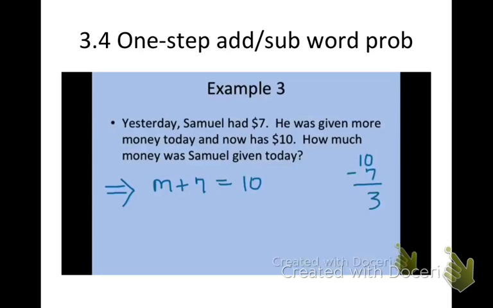So this one's kind of starting it out for us. If we're reading the problem, yesterday Samuel had 7, he got more money, now he has 10. Oh, that's easy. If I just subtract 10 minus 7, I get 3. Well, we talked a lot about fact families, that you have to really work hard to get this equation. You're asking yourself, Samuel had 7 plus more money equals the $10 he has today. So you have 7 plus m, or m plus 7.